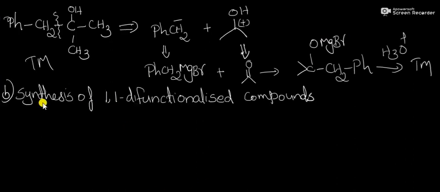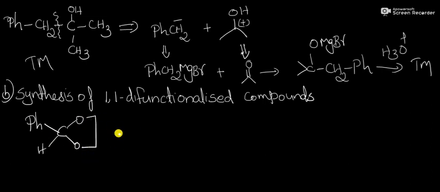Next is synthesis of 1,1 difunctionalized compounds. Here synthons are obtained through two group disconnections on a single carbon. That is PhCH(OCH2CH2O). This is our acetal.